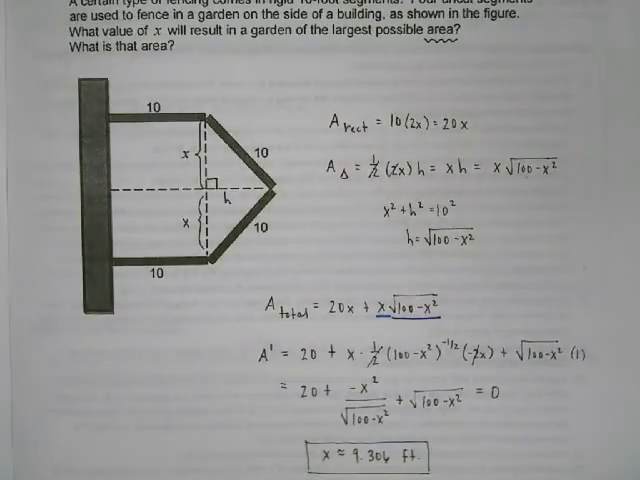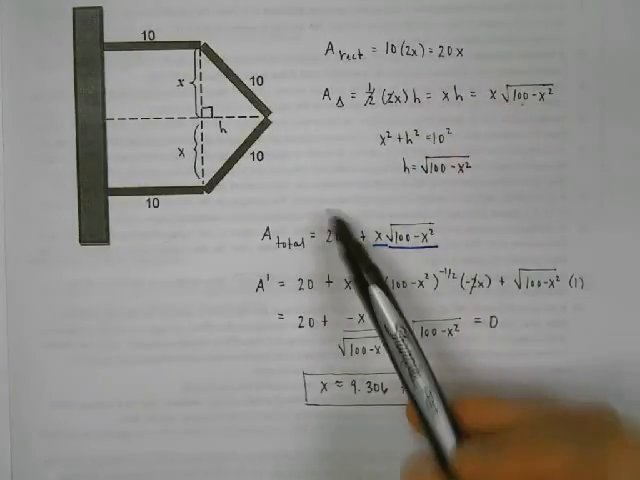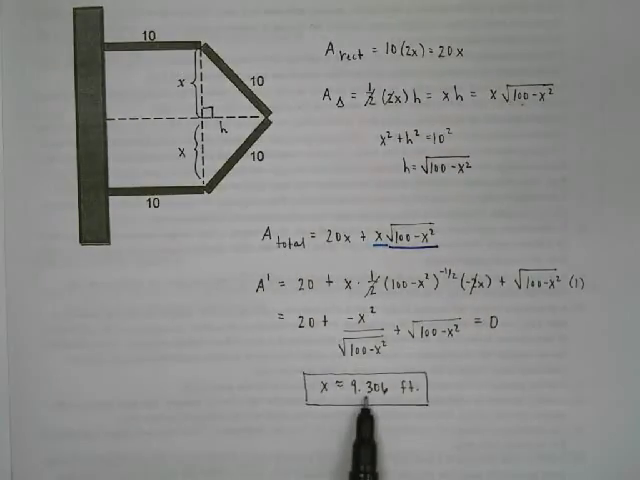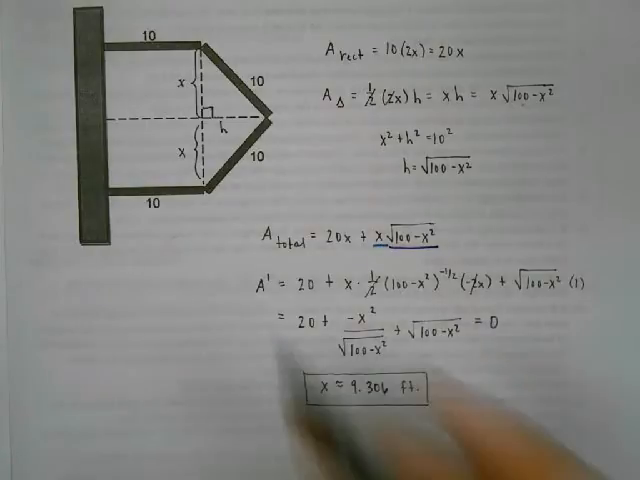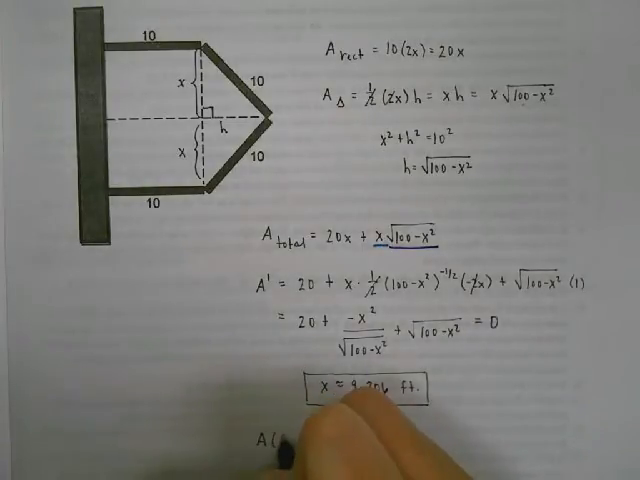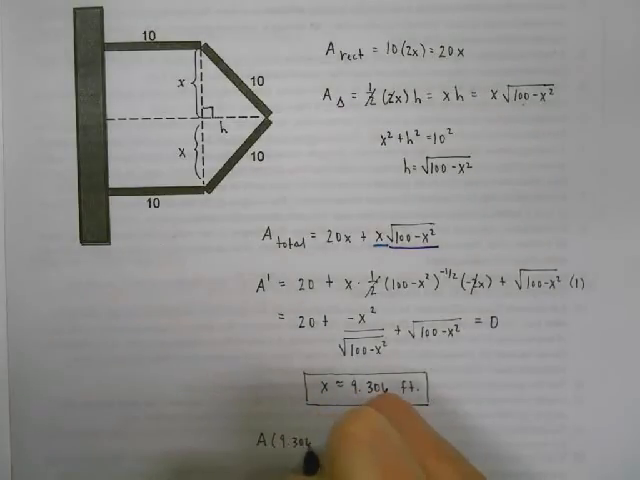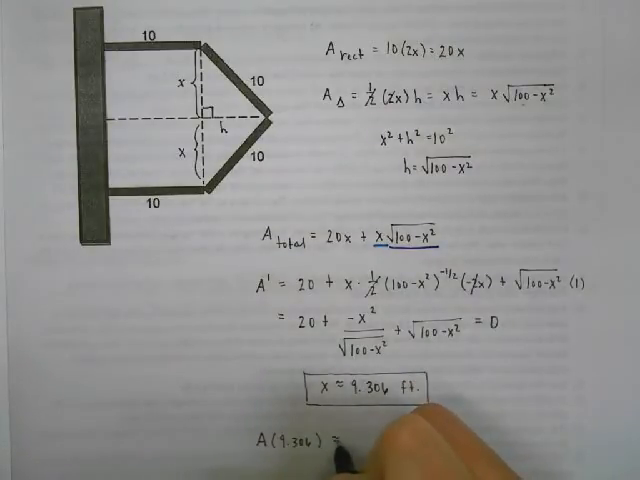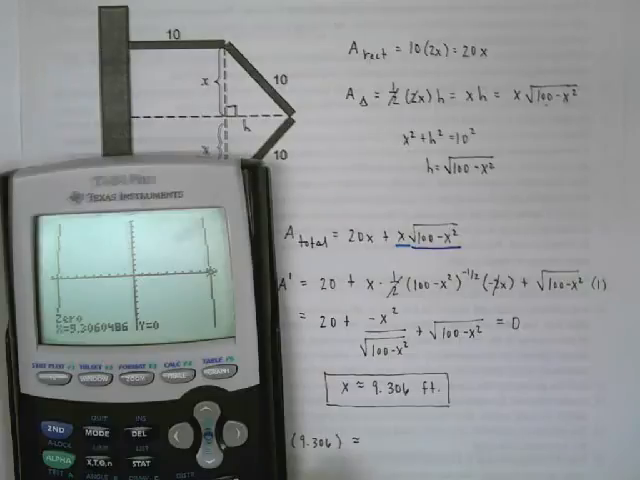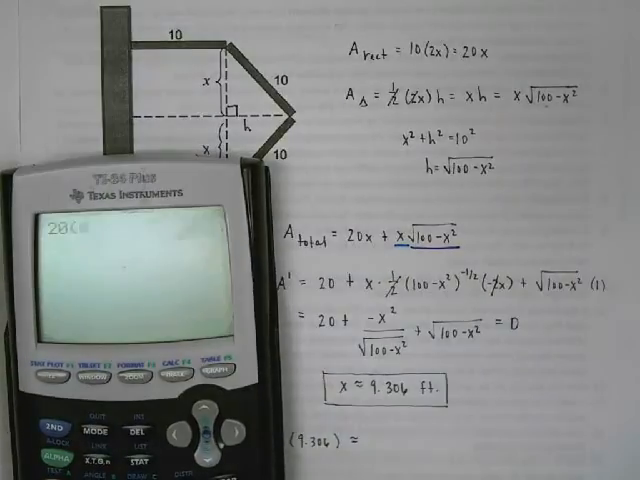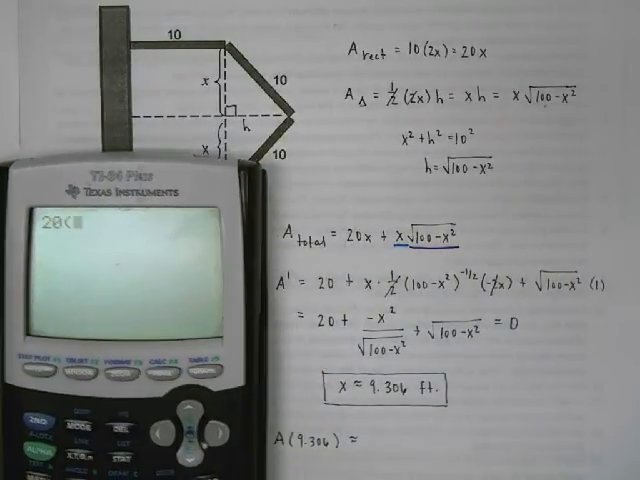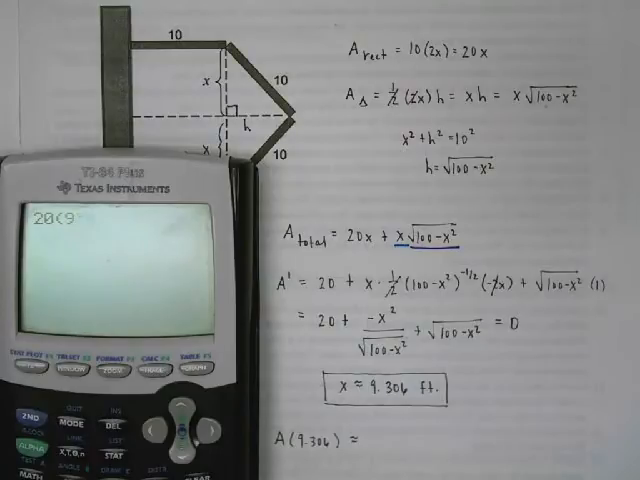Now I want to find out that total area. So I'm going to go back to this equation here and then just plug in my x value. So I'm going to say A of 9.306. And we'll go ahead and plug that in. So being careful with my parentheses, 20 times 9.306.